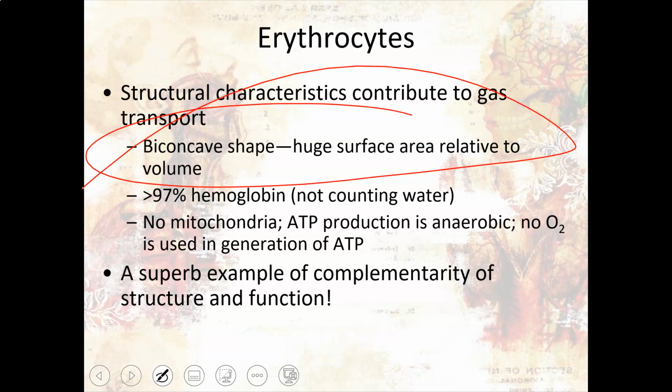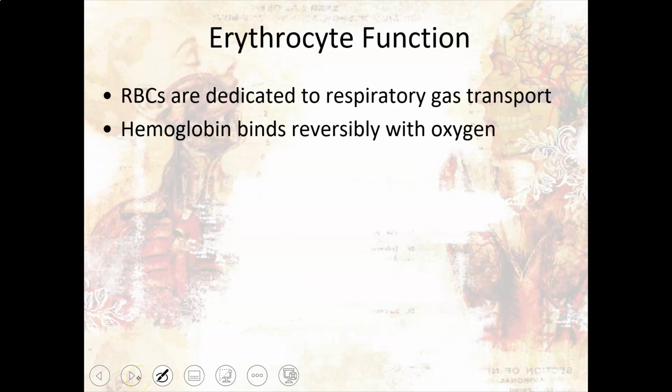Like I said, discounting water, nearly all the red blood cell is hemoglobin. It's just a giant sack of hemoglobin. They don't have mitochondria. You want them to carry oxygen, not to burn it. So any ATP production is just glycolysis. The job of the red blood cell: gas transport.